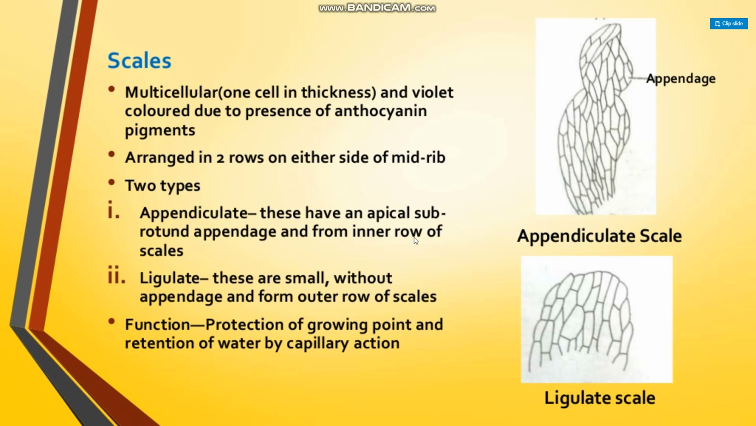Scales: multicellular, one cell in thickness and violet colored due to the presence of anthocyanin pigment. Arranged in two rows on either side of the midrib. There are two types, appendiculate and ligulate. In appendiculate, these have apical sub-rounded appendages and form the inner row of scales. In ligulate, these are small, without appendage, and form the outer row of scales. Function: protection of growing points and retention of water by capillary action. So this figure shows two types of scale, appendiculate and ligulate scale.